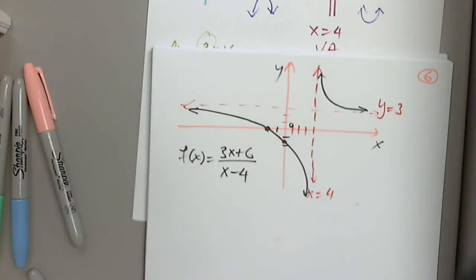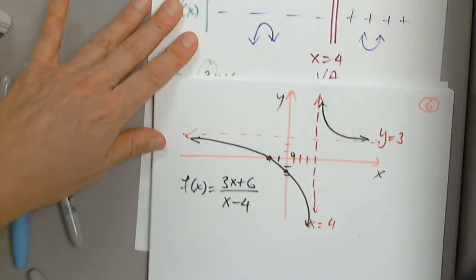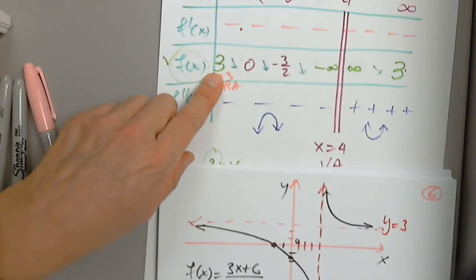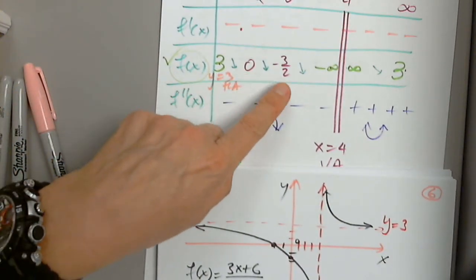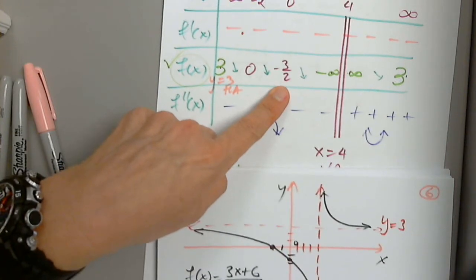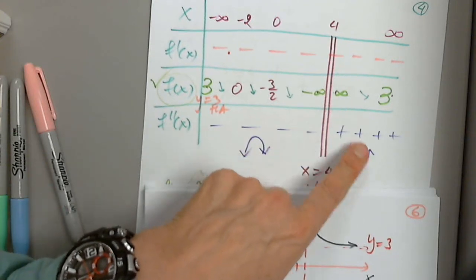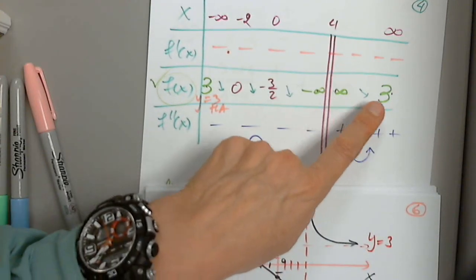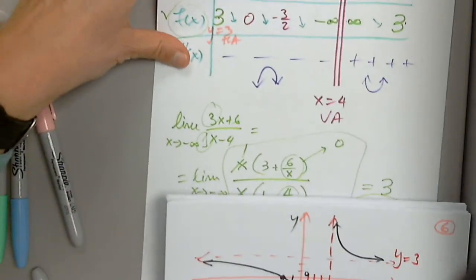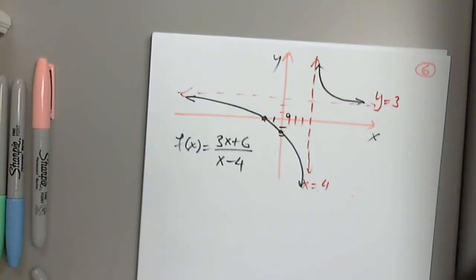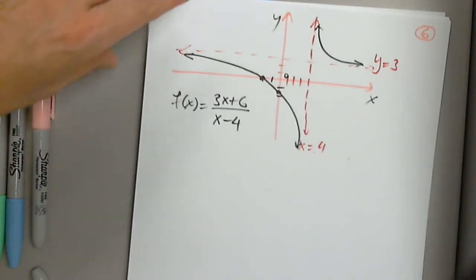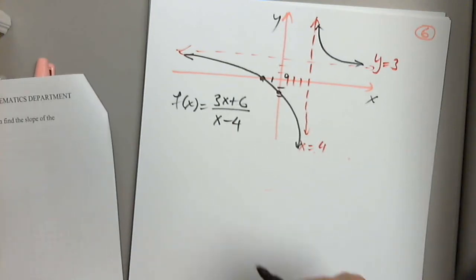Is this clear? So from 3, decreases to negative 2, 0, decreases to 0, negative 3 halves, and goes to negative infinity. On the other side of the vertical asymptote, opening up, decreasing from infinity to 3. Everyone? Said a yes? Yes, everyone? Okay. So then we're moving on to your favorite, implicit differentiation.